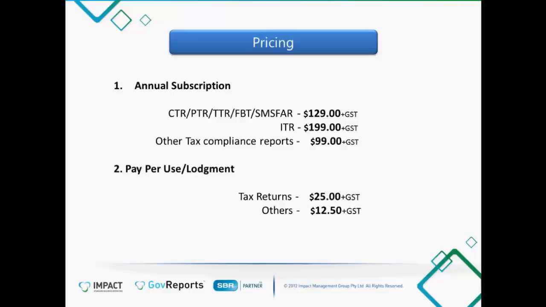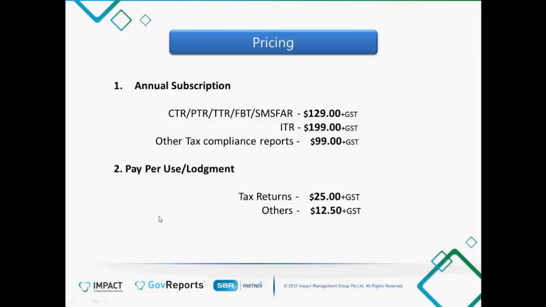This is the pricing structure at the moment for all the other tax returns, including company, partnership, trust, fringe benefit tax, and SMSF annual return. It's $129 per module plus GST, and ITR is $199, and that gives you prior year's access as well. Other tax compliance reports are $99 plus GST per year per module.